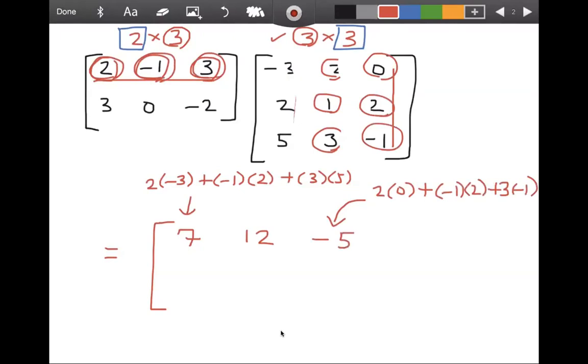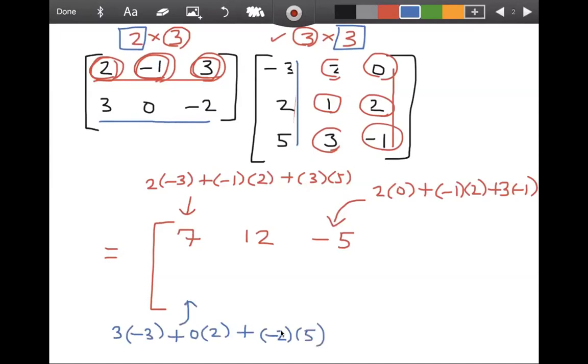All right, and then we do the same thing with the second row. So for example, the second row, first column, that's going to come from multiplying the second row by the first column. So that would be 3 times -3 plus 0 times 2 plus -2 times 5. So -9 plus 0 is -9. -9 plus -10 is -19.